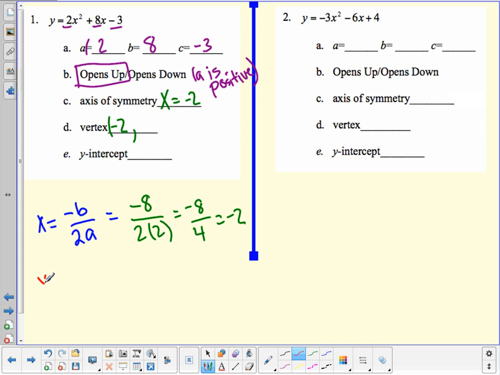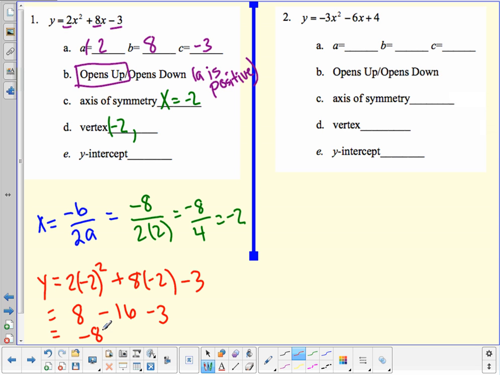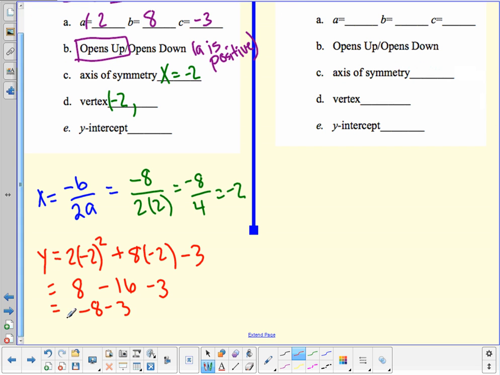But then to get the y-coordinate, I need to plug it back in. So y is equal to 2 times negative 2 squared. Use parentheses. Do yourself a favor. If you don't use parentheses, your calculator is going to tell you that negative 2 squared is negative 4, but we all know that negative 2 squared is positive 4. Positive 4 times 2 is 8. 8 times negative 2 is negative 16, and then minus 3 at the end. 8 minus 16 is negative 8, so this is going to be negative 11. So that is the y value of my vertex.